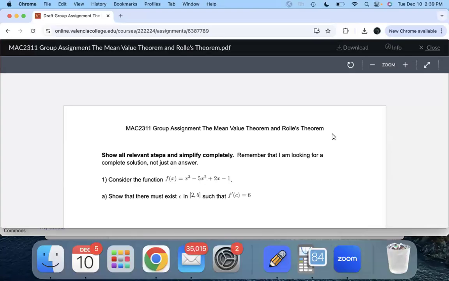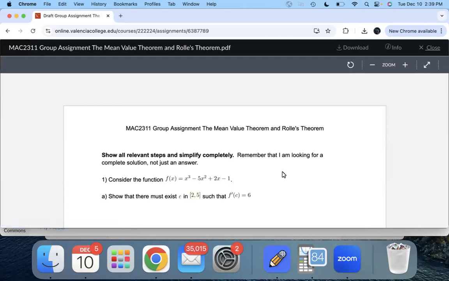Okay, just like with squeeze theorem, we're going to use mean value theorem. If we use anything that has the word theorem in it, the first thing you have to do is show that you meet the conditions of that theorem. For mean value theorem, you have to have a function that is continuous on a closed interval, differentiable on the open interval, meaning not necessarily including the endpoints.